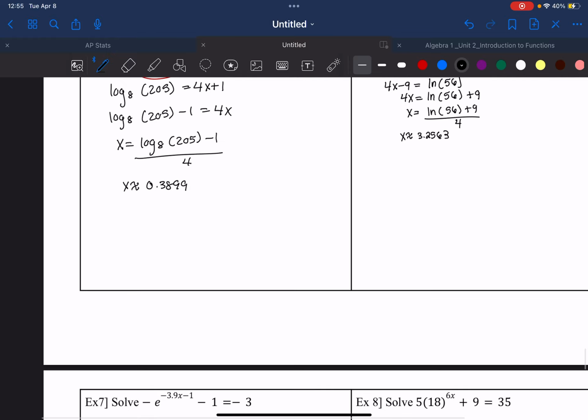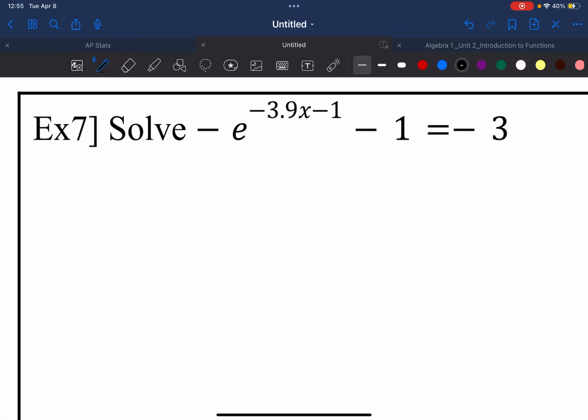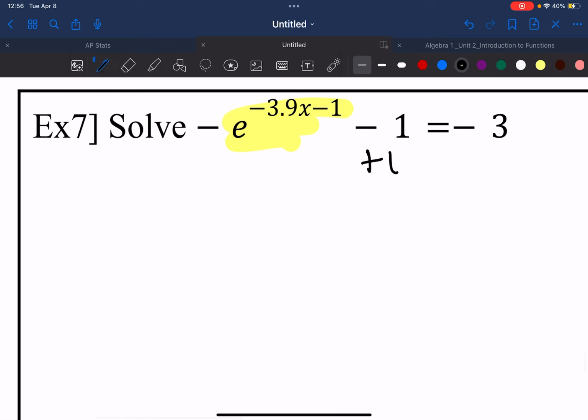Okay, number 7. So notice here, again, I have e. So right away, I know I'm going to be using the natural log again. But notice that my exponential is not by itself. It has a negative in the front and a -1 in the back. So first I have to get it by itself. So I'm going to add 1 to the other side. So negative e to the negative 3.9x minus 1 is equal to negative 2.